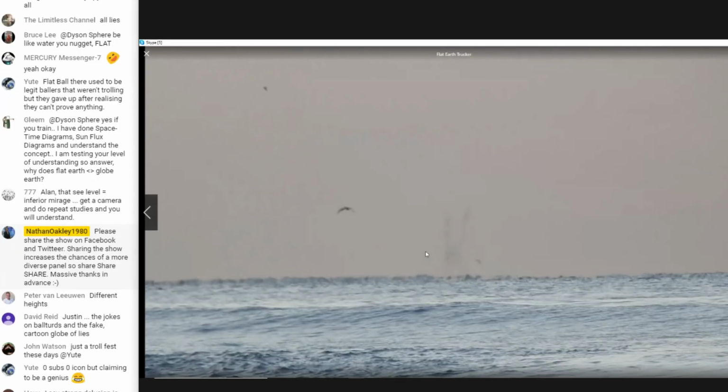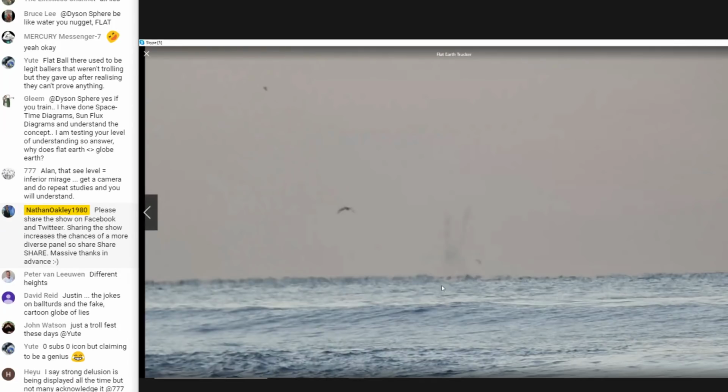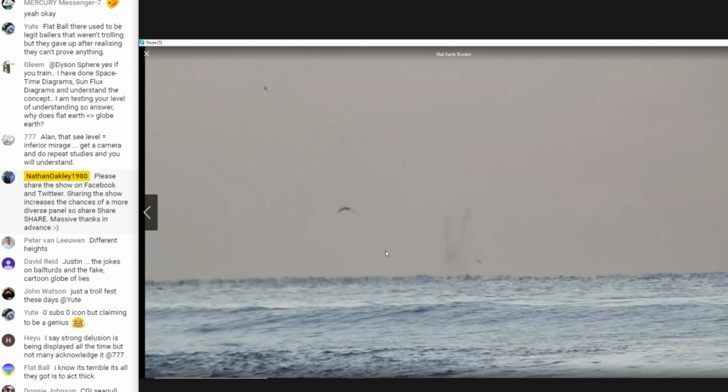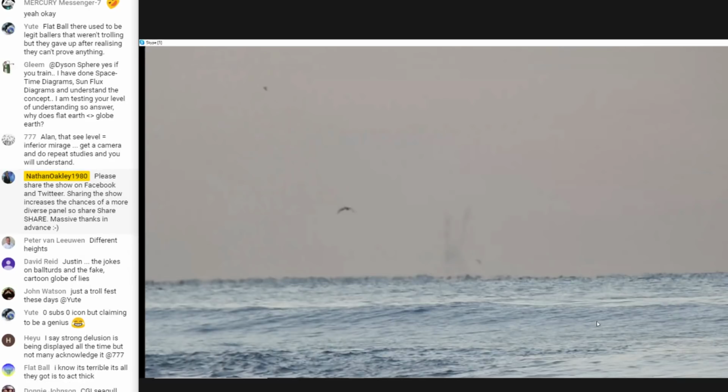You can definitely see an inferior mirage, though, can't you? No. You can see that's being miraged down there and this miraged here and the line that runs through it. It's not a very good picture, is it, Ranty, to be honest?